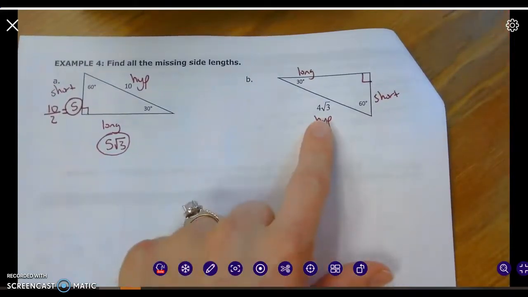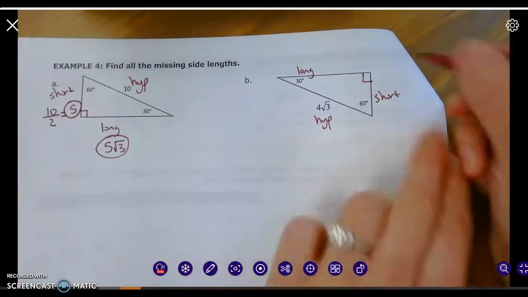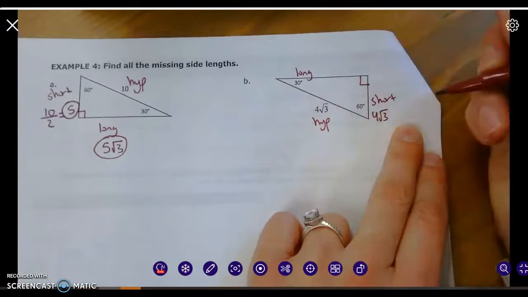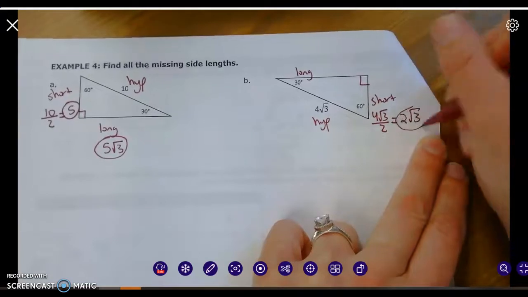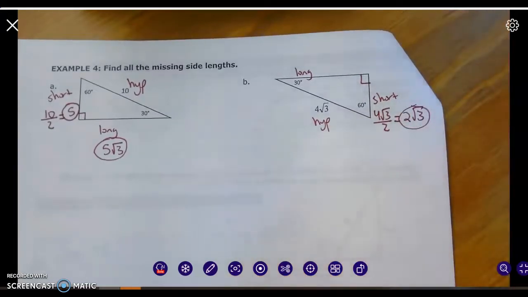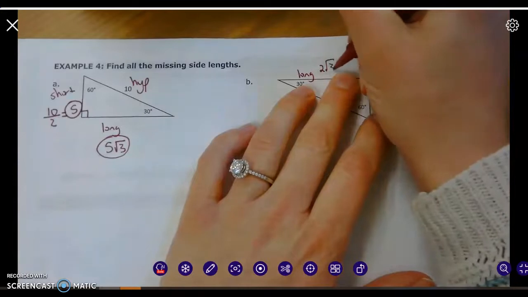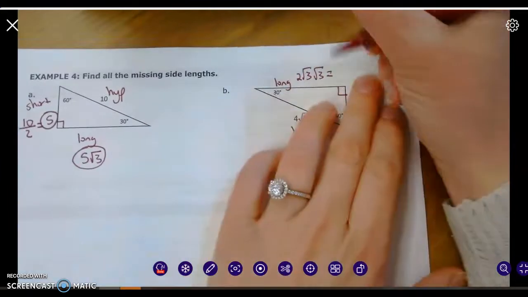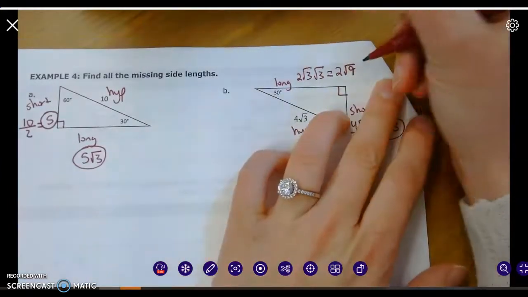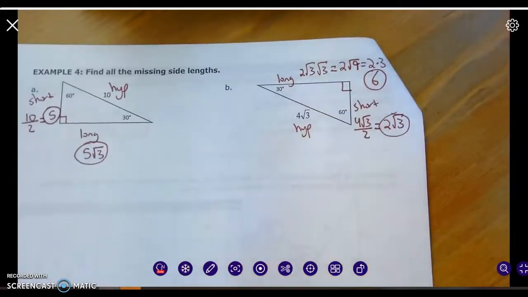So the hypotenuse is the one we know, and so the short leg is just half of whatever the hypotenuse is. So we take 4 square root of 3 and divide it in half, and so we get 2 square root of 3 for the short leg. And then for the long leg, we take what we had for the short leg, which was 2 square root of 3, and multiply it by square root of 3. So then we have 2 square root of 9, which ends up being 2 times 3, which equals 6.